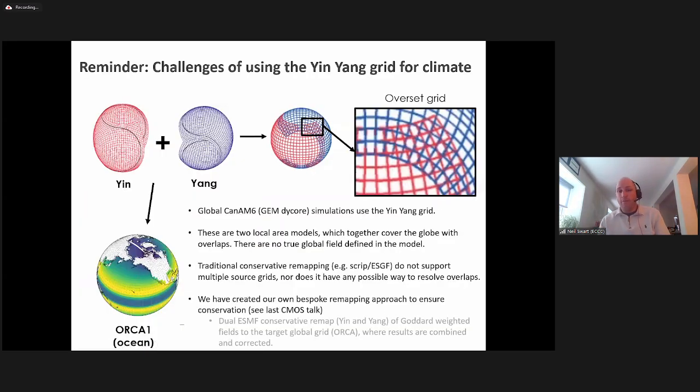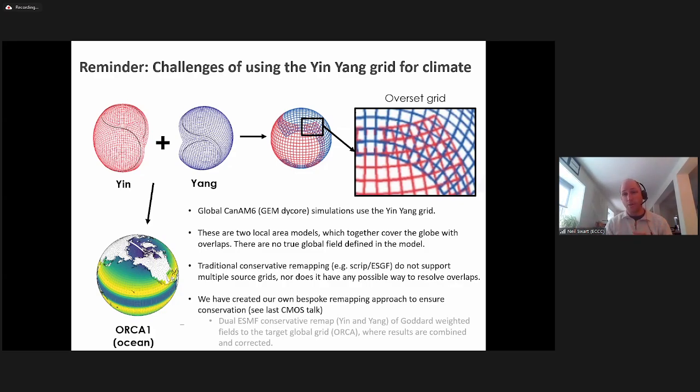So just a reminder from my last CMOS talk that when we go to this yin-yang grid in the GEM dynamical core, which CanESM6 will be based on, it's composed of 2 local area models. And there's never a point within that GEM setup that there's actually a global definition of a field. There's always only definitions of fields like temperature on 2 local area models. These can be overlaid on top of each other, and they have this overset. But that's just a graphical representation. In reality, in the model, there's just 2 different LAMs that are running.